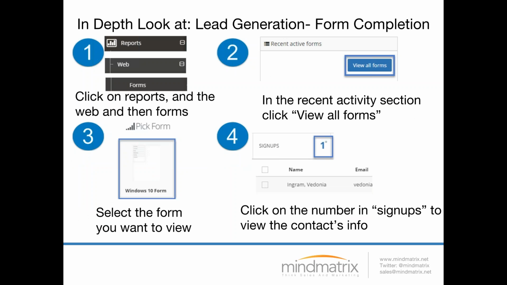Next, we're going to look at our form tracking feature. To view completed lead generation forms, go to Reports and then Web and then Forms. Select the form that you want to view. If one does not appear, then click View All Forms. Then select the form that you want to view and click Signups to view the contact's info. Or more specifically, click on the number next to the signup section.